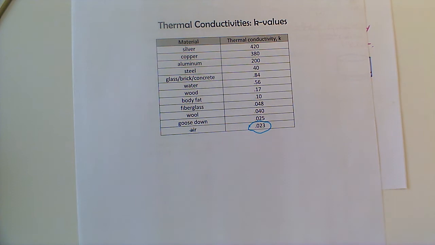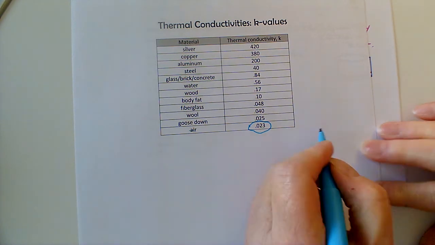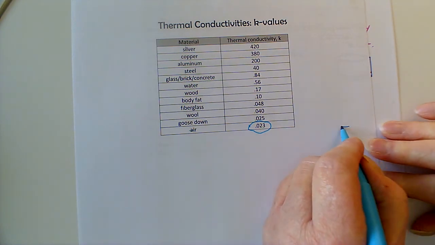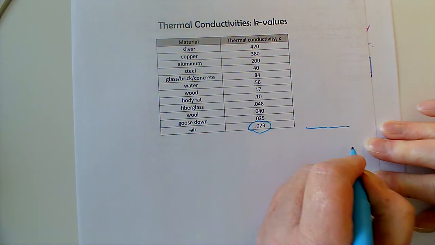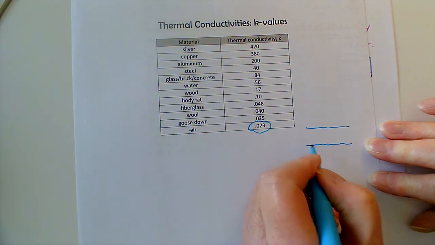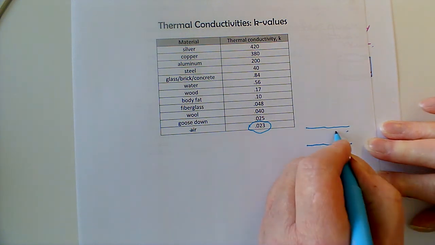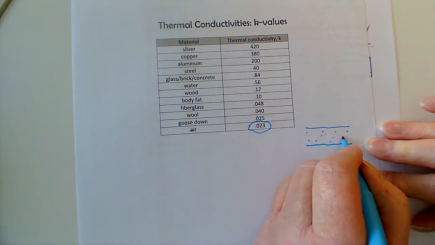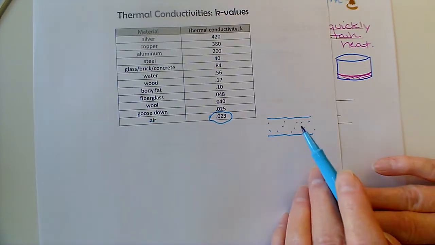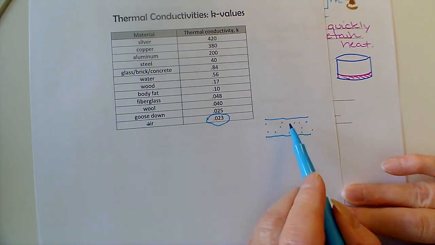But when you see air in a thermal conductivity table, it means air embedded between something else. So what if I had a piece of fabric, another piece of fabric, and a little bit of fluff in between? Okay, a little bit of fluff. And I say a little bit of fluff because really what I care about is not the fluff.